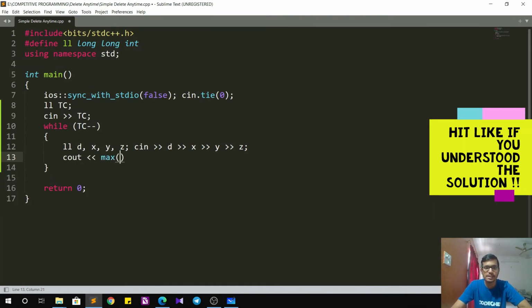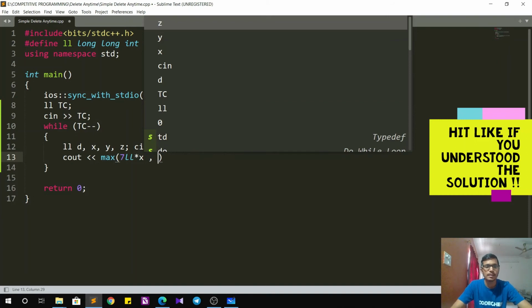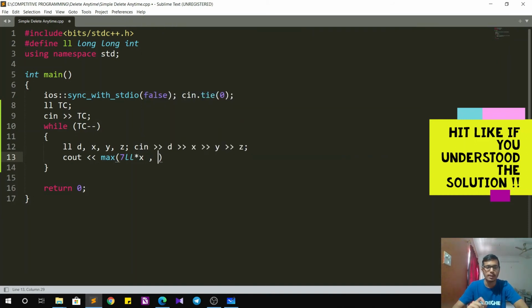What is the first strategy? The first strategy is 7 into X units of work. That is, every day he will do X units of work. And what is the second strategy? The second strategy is that for the first D days he will do Y units of work. So D into Y. Let me put this in bracket. And also for the remaining days. So how many days remain? Total remaining days are 7 minus D. For that many number of days, we are going to do Z amount of work.